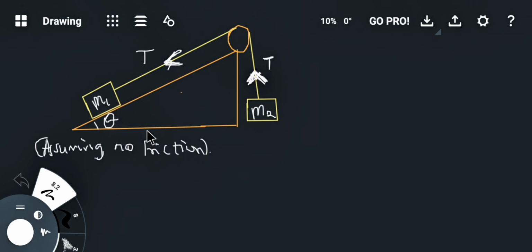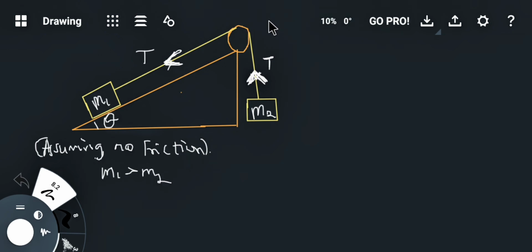So today's class, we are going to be analyzing a mass on an inclined plane system. Remember, the assumption is still that there's no friction, but this time around M1 is greater than M2. So we want to analyze that.